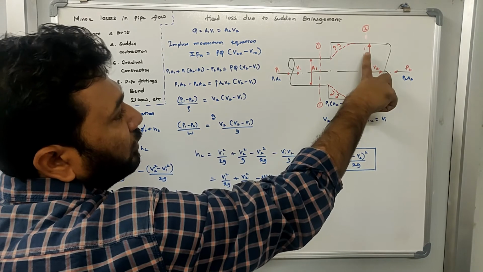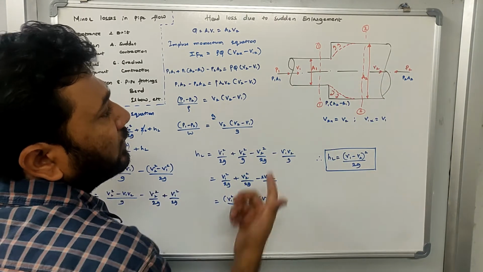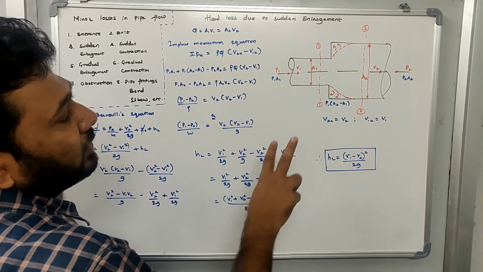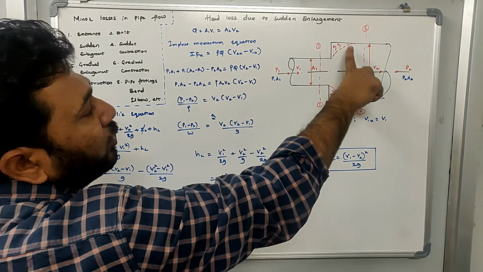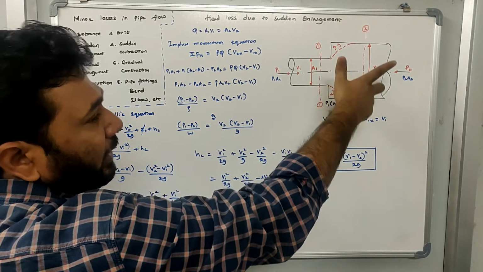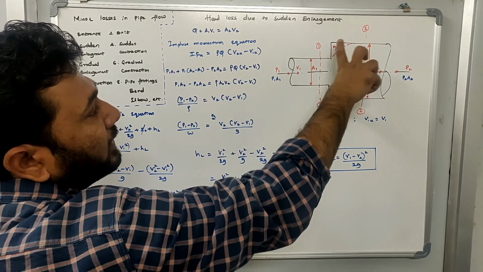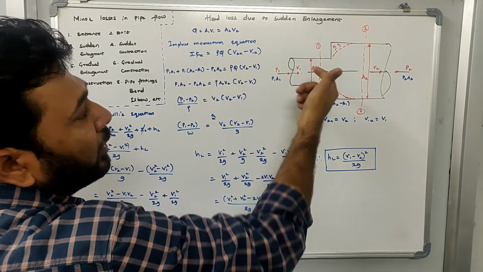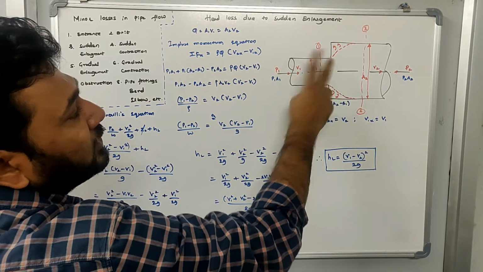Velocity gets reduced, okay, the V2 gets reduced. So this change will happen when you connect two pipes of different diameters, when the pipe gets enlarged. So now because of the change in velocity, there will be a change in pressure also.